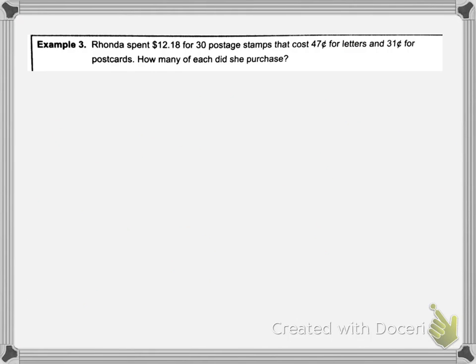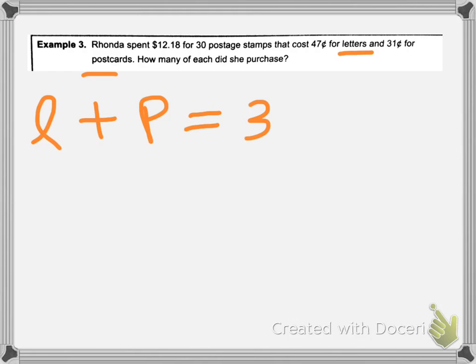Rhonda spent $11.18 on 30 postage stamps that cost 47 cents for letters and 31 cents for postcards. How many of each did she purchase? What kind of things did she purchase? Stamps for letters and postcards. So I'm going to use L for letters, and we got postcards. How many total postage stamps did she get? 30. So we have letters plus postcards is going to be 30. Does that make sense? Mm-hmm.